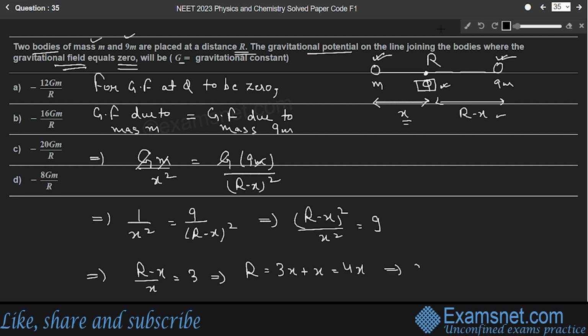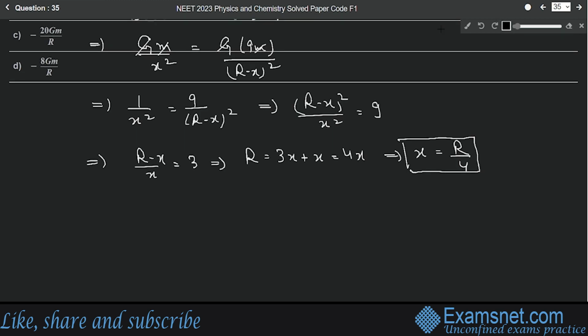So what will be the value of x? The distance x will be equal to r by 4. This is the distance of the body with mass m from point Q. So what will be the distance of mass 9m from point Q? It will be r minus x. So r minus x will be equal to r minus r by 4, that is 3r by 4. So the distance of mass m is r by 4 and the distance of mass 9m is 3r by 4 from the point Q.